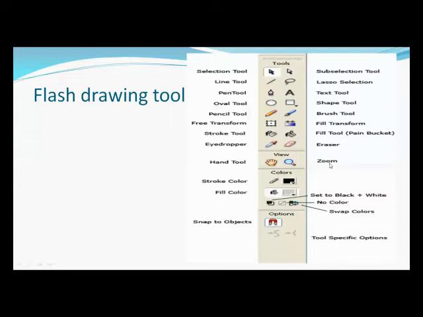Now this magnifier is used for zoom. This is the hand tool. This is stroke color. This is fill color. Then this is set to black and white. Then this is for no color. This is swap colors. This is snap to objects, and this is the options area for the selected tool. Now this is the tool panel that is used to draw any shape or create any graphics or animation in Flash. Now we will discuss the tools one by one.